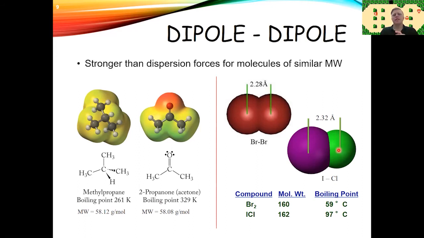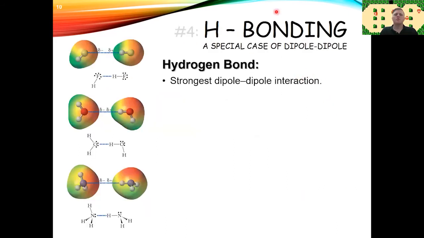So 4th in our list after dipole-dipole interactions is actually another dipole interaction, but we give it its own class because it's especially strong. This type of dipole interaction is what we call hydrogen bonding, or hydrogen bonds. Like I say, this is the strongest dipole-dipole interaction. And to have it, you have to have a hydrogen covalently bound to nitrogen, oxygen, or fluorine.